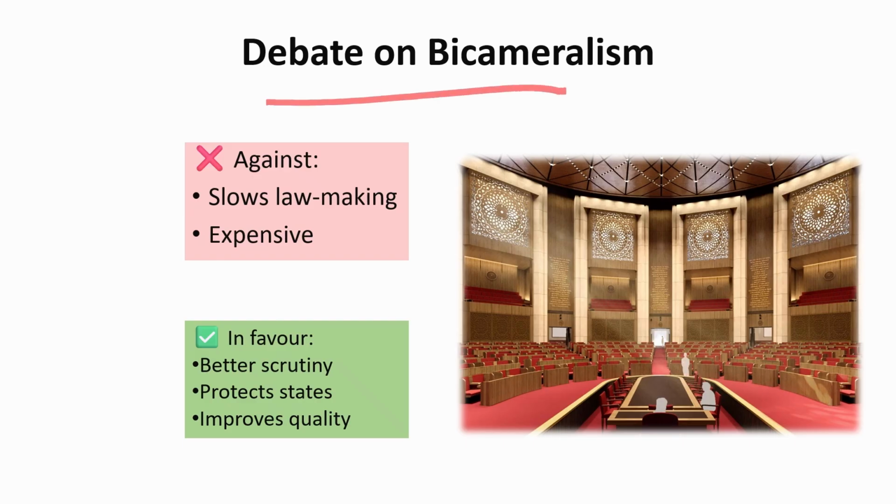Now, there is a debate on bicameralism, or two houses. So, not everyone agrees that two houses are necessary. Some people say that having two houses slows down the process and increases cost, but others say that it improves the quality of laws and protects smaller states from being ignored. So, those who are against say that it is slow lawmaking and it is expensive. And the people who are in favor say that it is for better scrutiny, it protects states and improves the quality of laws. So in India, the makers of the constitution believed that the benefits of having two houses are more important than the disadvantages.